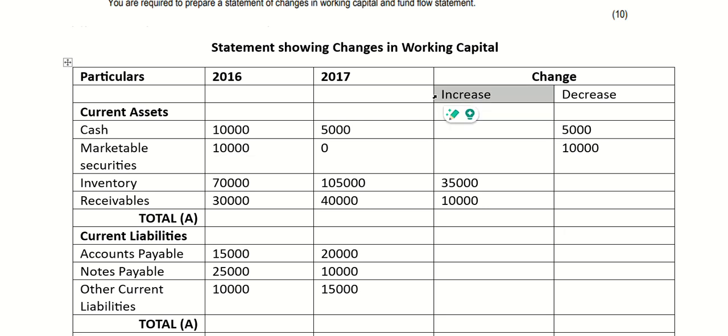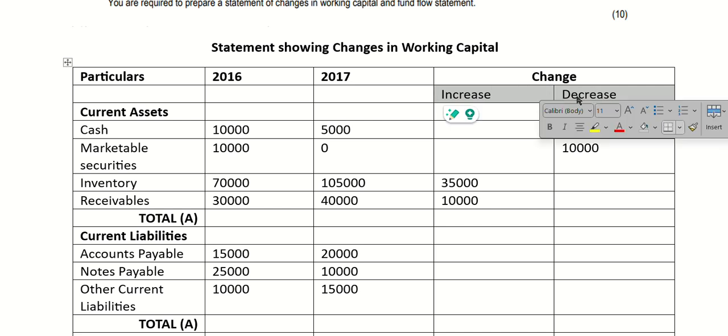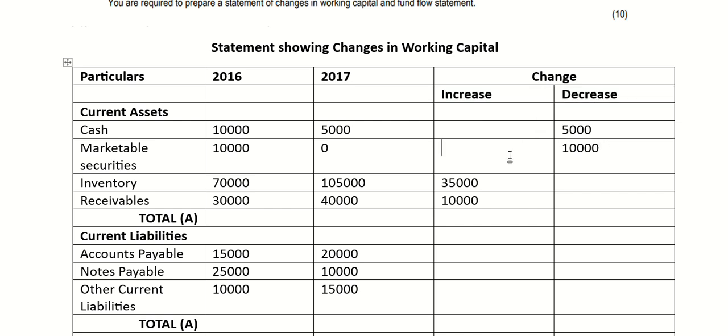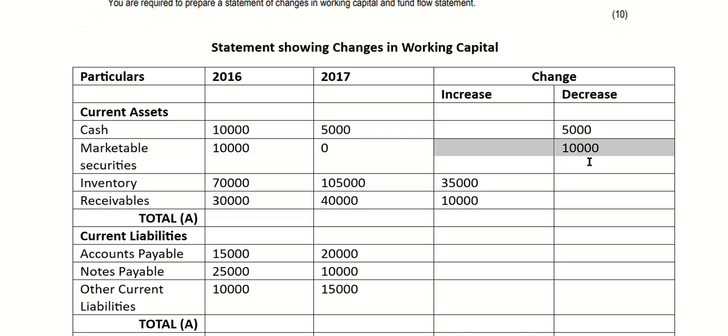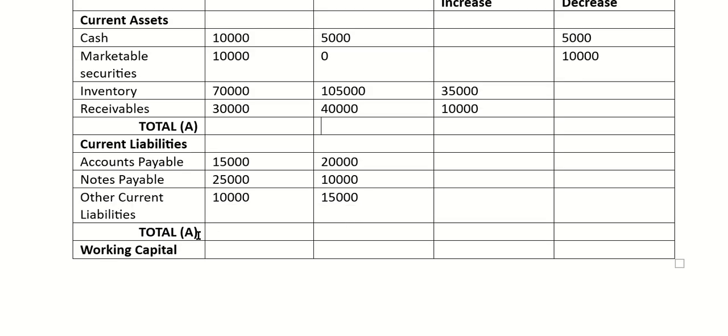Now, remember, we are not going to take the total of increase and decrease here. There is an approach of preparing a statement showing changes in working capital by taking this total and taking the difference. I'm not going for that because that is a little bit confusing. I don't want to confuse you. Just remember, we found the current assets and current liabilities from the balance sheet. We just listed them down. We just saw the change between them, whether it increased or decreased, and what the increase or decrease was. After that, just take the total of current assets, the total of current liabilities, and find the difference.